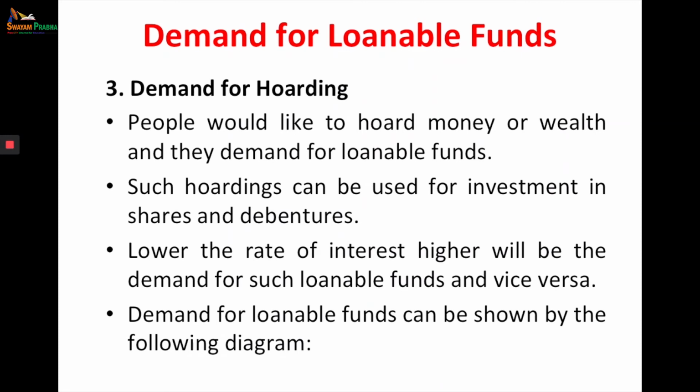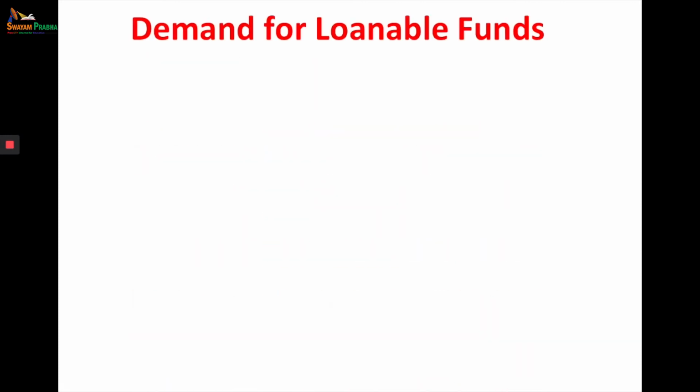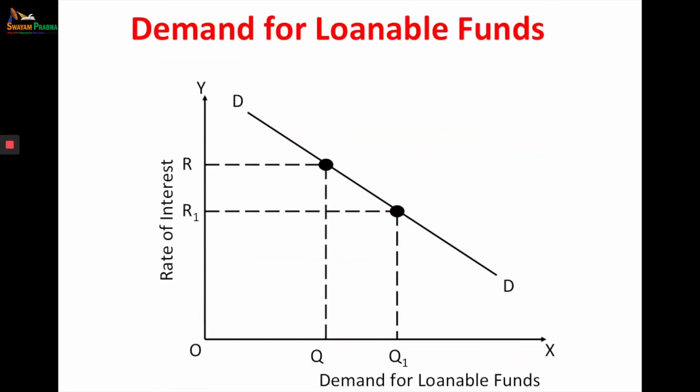This can be explained with the help of the following diagram. This diagram shows the relationship between demand for loanable funds and the rate of interest. A downward sloping demand curve for loanable funds means the higher the rate of interest, the lower the quantity demanded. When the rate of interest is OR, then the quantity demanded is OQ. But when the rate of interest decreases, for example from OR to OR1, then the quantity demanded will increase from OQ to OQ1.